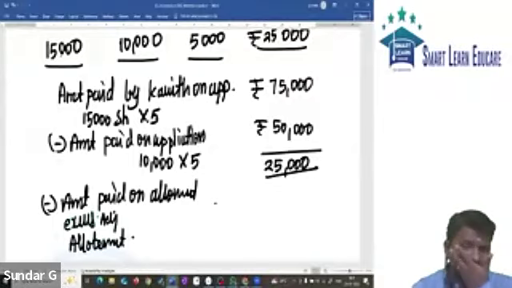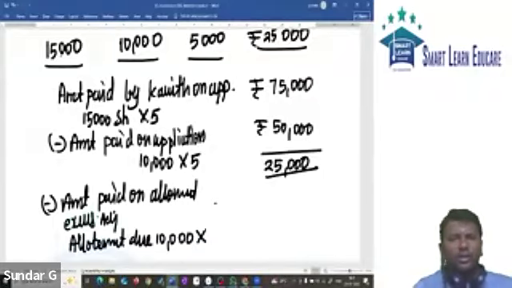What is the allotment due? What letters will be sent to him? Actually, how many shares is he allotted? 10,000 shares. On 10,000 shares he is supposed to pay 4 rupees.